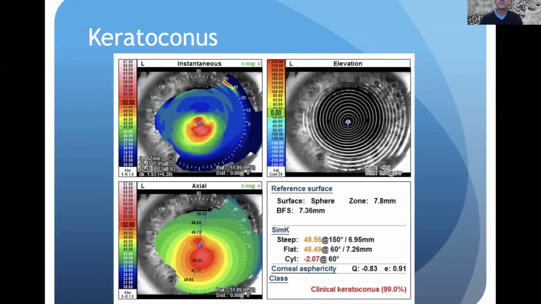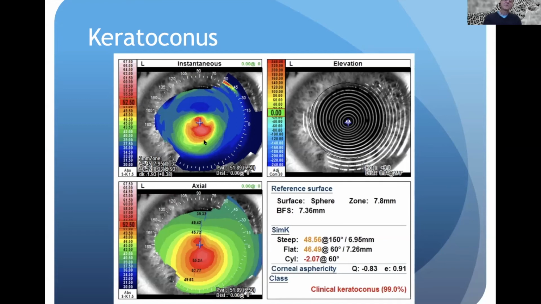So here's an example for all you people that are in recognition. That's why we're in ophthalmology, or one of the reasons we're in ophthalmology. But this is a typical representation of topography from a patient with keratoconus. The instantaneous is in the upper left, and you can see here that there's rapid change in the curvature of the cornea centrally, and that translates on the axial map into a highly elevated curvature of the cornea, mostly inferiorly.